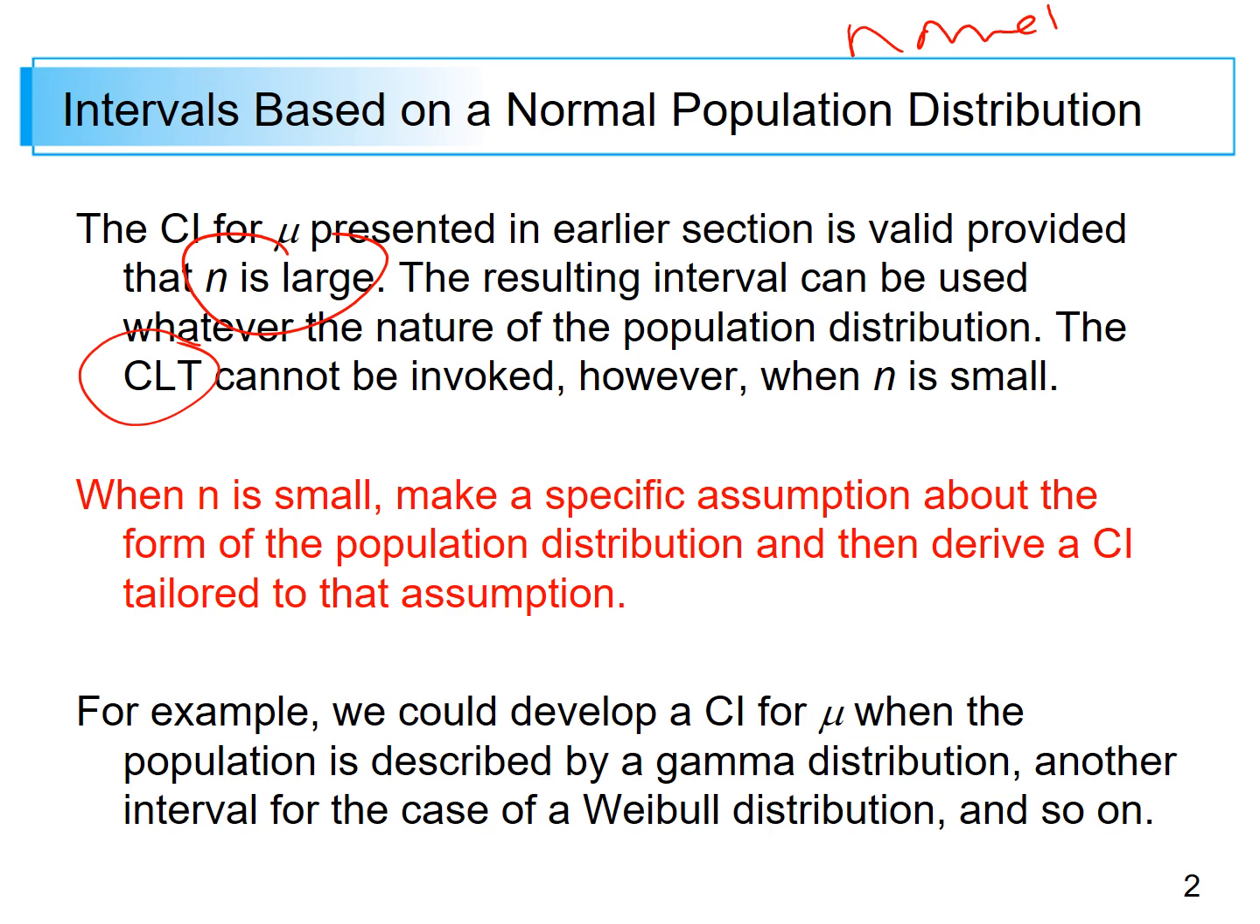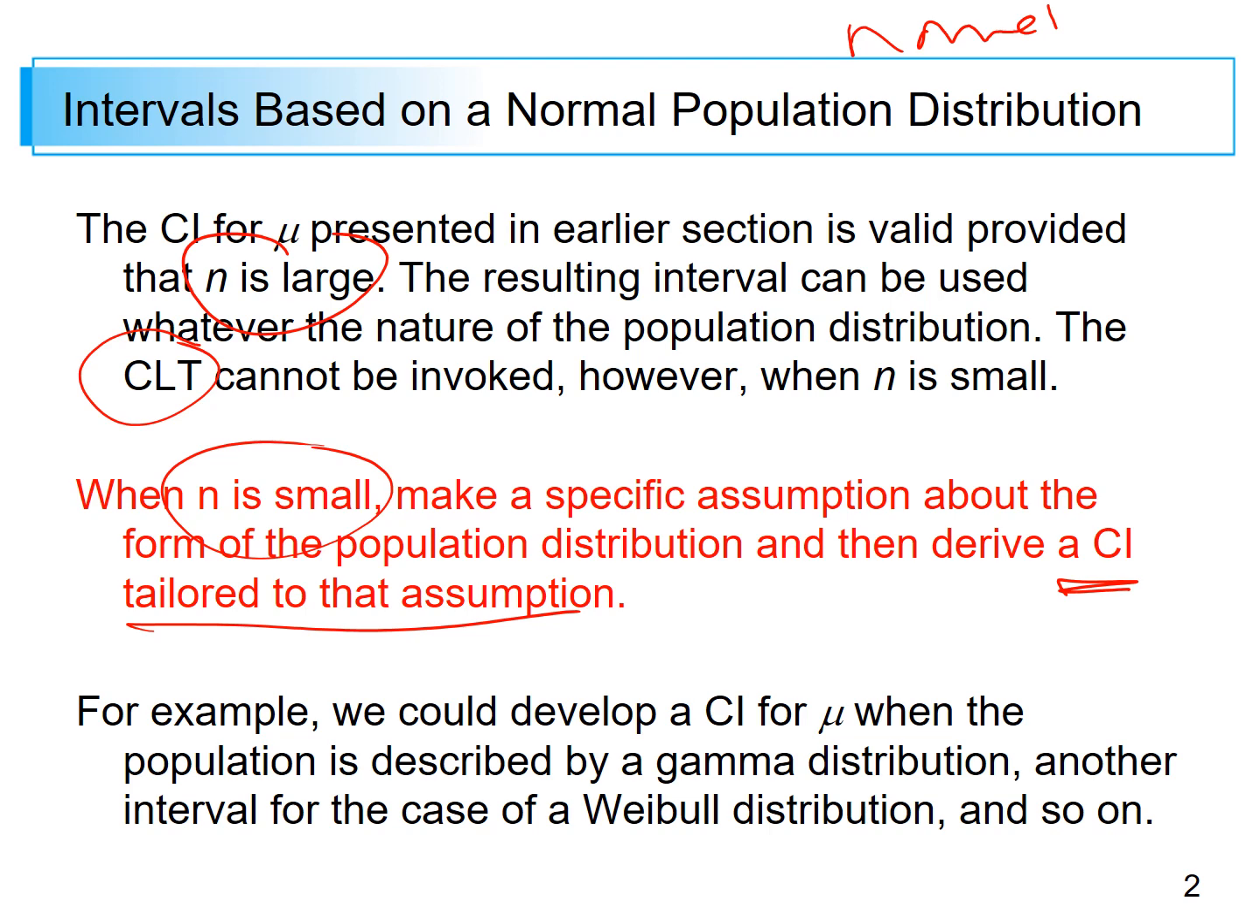However, if the sample size is small, we can't treat the population distribution as a normal distribution. We can't treat the sample mean as having a normal distribution if the population does not have a normal distribution. So we can't apply the central limit theorem because the sample size is not large enough. Instead, we have to derive a confidence interval that is tailored to that particular population distribution.